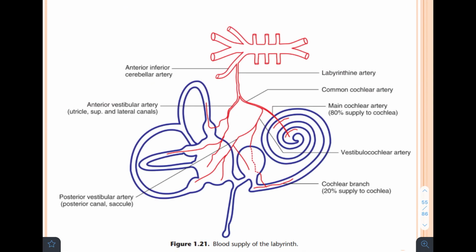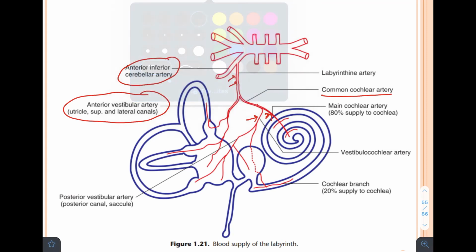This is the picture over here. You can see this is the anterior inferior cerebellar artery from where the labyrinthine artery has taken origin. It divides into an anterior vestibular artery and a common cochlear artery. The anterior vestibular artery supplies the utricle and the superior and lateral canals, whereas the common cochlear artery first divides into a main cochlear artery, which gives 80% of the supply to the cochlea, and secondly the vestibulocochlear artery. Then the vestibulocochlear artery divides into a posterior vestibular artery, which supplies the saccule and the posterior canal, and another cochlear branch, which gives 20% of the supply to the cochlea.